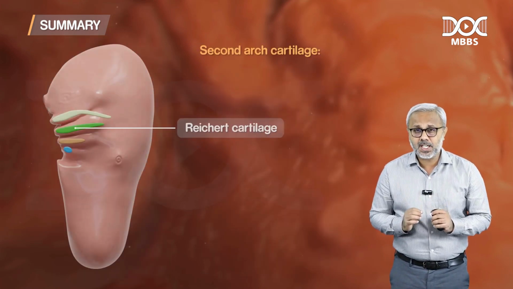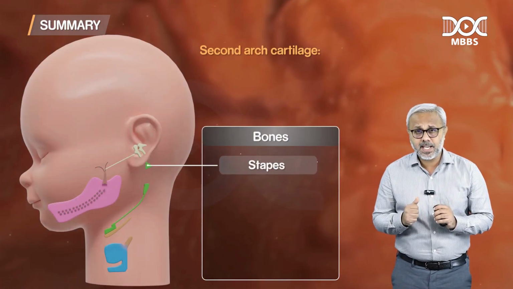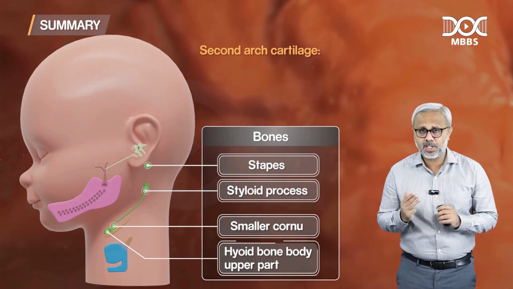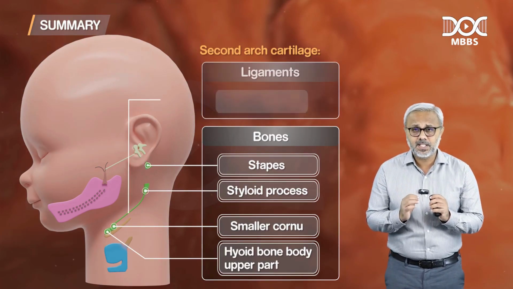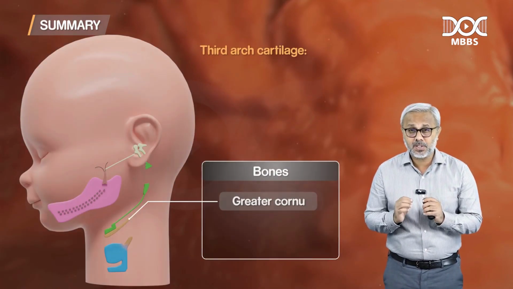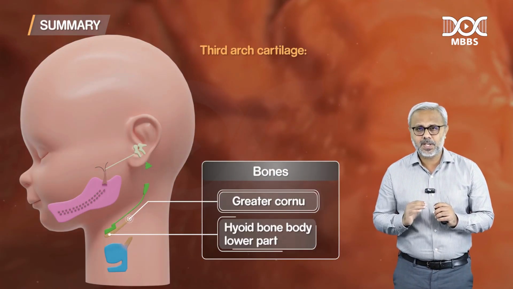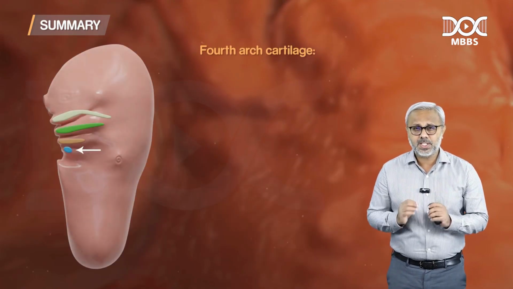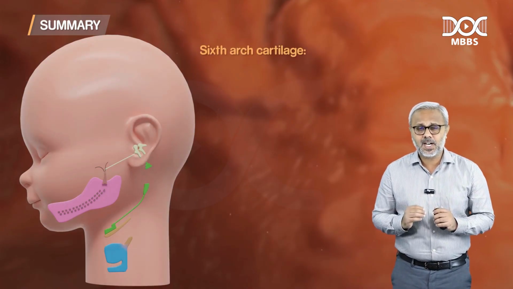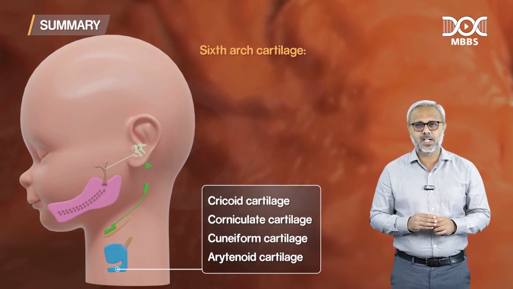The second arch cartilage gives rise to the stapes, styloid process, lesser cornu of the hyoid and upper part of the body of the hyoid. Along with this, the stylohyoid ligament. The third arch cartilage gives rise to the greater cornu of the hyoid and lower part of the body of the hyoid. Fourth arch cartilage gives rise to the thyroid cartilage and epiglottis. The sixth arch cartilage gives rise to the rest of the laryngeal cartilages.